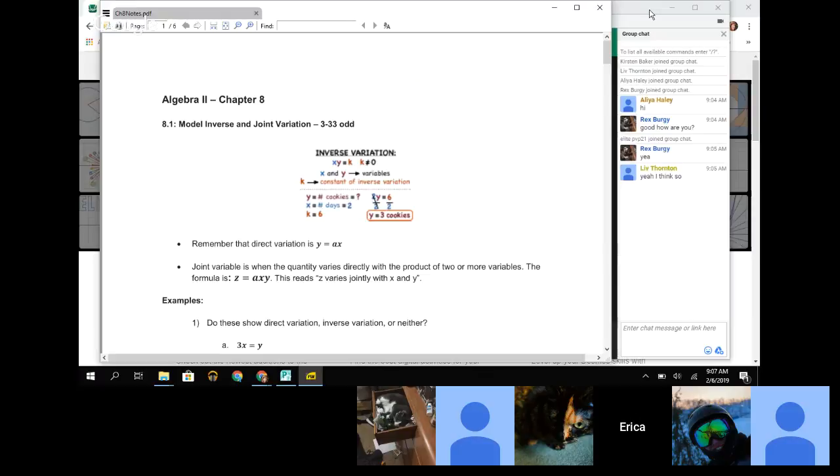I will have my TI calculator. I have one TI calculator that you guys can share. I got to replace the batteries on that. So that's my kind of intro.